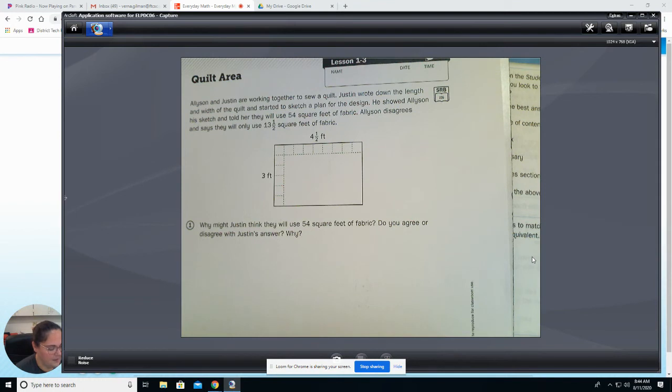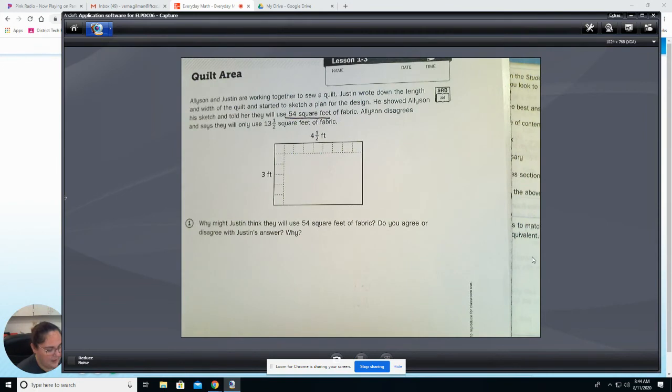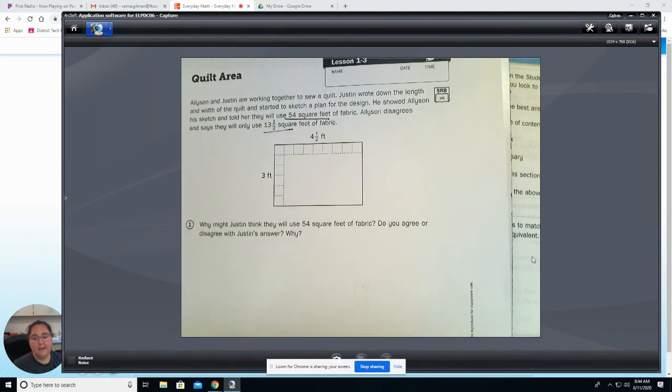Justin wrote down the length and the width of the quilt, started to sketch a plan for the design of the fabric. He showed Allison, and he says that they will only need 13.5 square feet of fabric. Why might Justin think that they will use 54 square feet of fabric? So Justin says 54 square feet. Allison says 13.5 square feet. So now we need to figure out, why did Justin say what he said? And why did Allison say what she said?